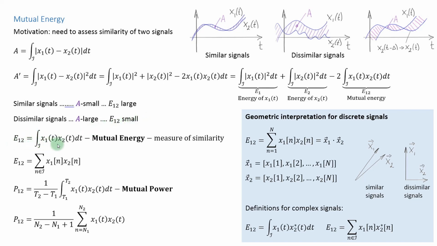Thus, this is the definition of the mutual energy, our new measure of similarity. This is the definition of the mutual energy for discrete signals. It's pretty much the same, except instead of integration, now you have summation.